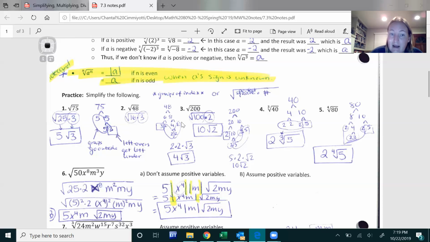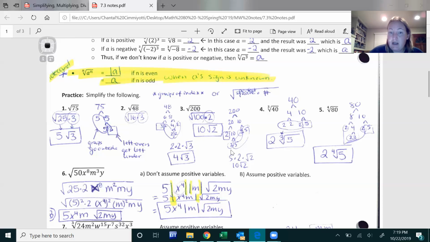Here you can see I had two 2's, and here another two 2's. So it would be a group of 2 here, a group of 2 here, and a leftover 3. And then I can simplify that to 4 root 3. Here I thought of it as a perfect square, 100 times 2. So I got square root of 100 is 10, square root of 2 is square root of 2.